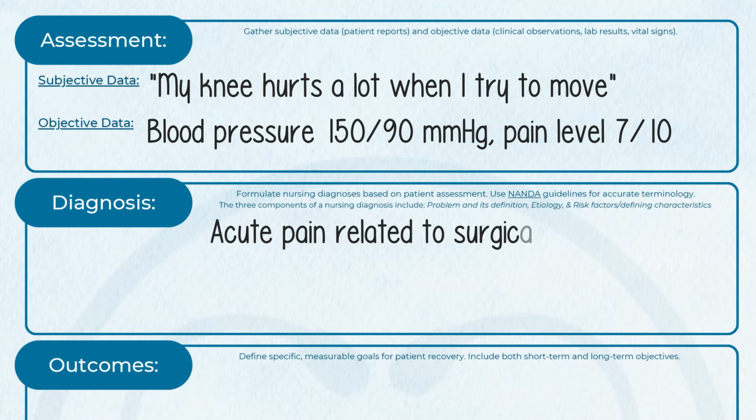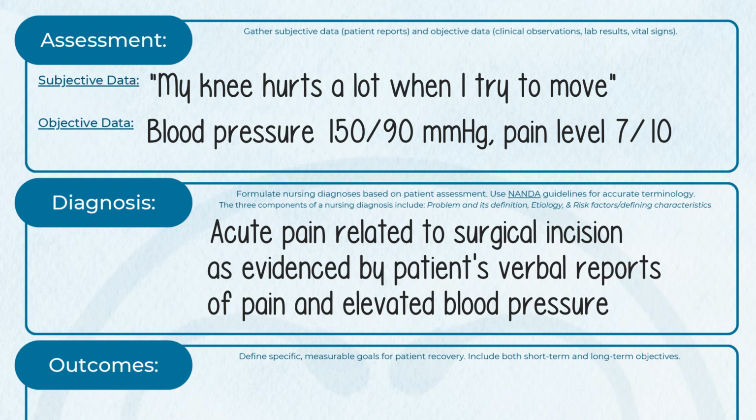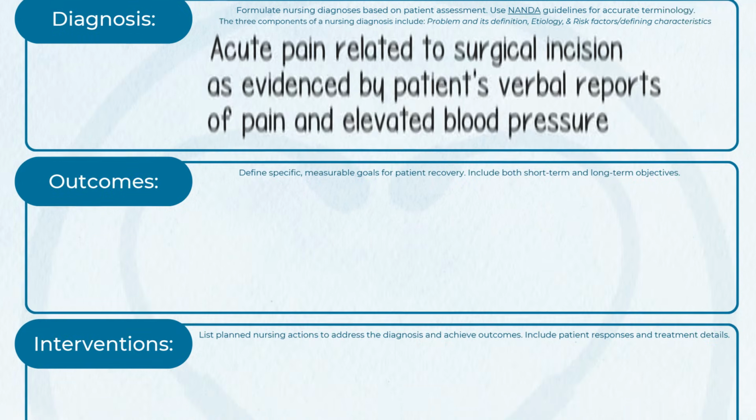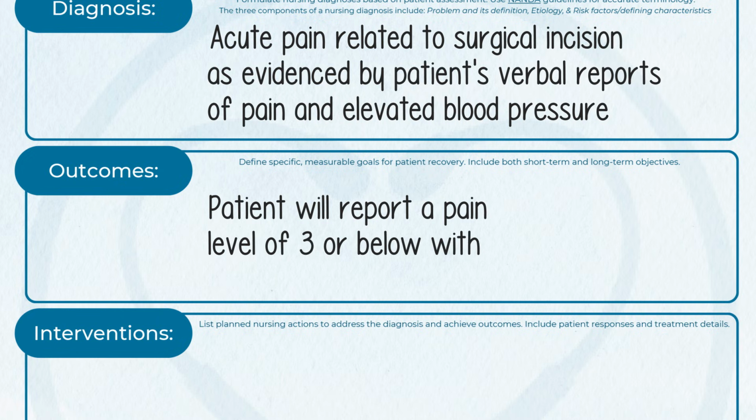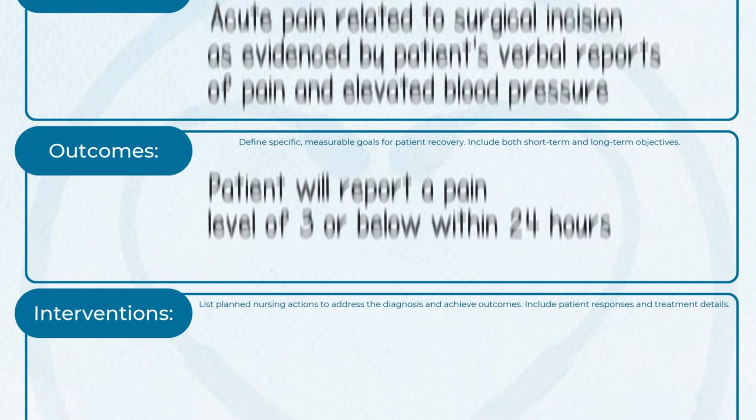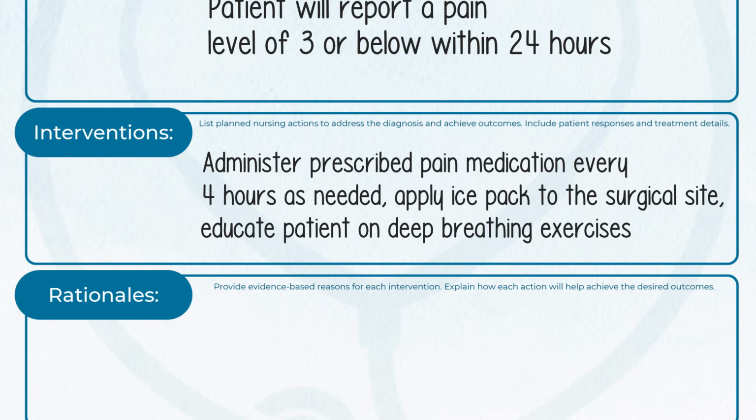Now in terms of nursing diagnosis, it can include acute pain related to surgical incision, as evidenced by the patient's verbal reports of pain and elevated blood pressure. Now moving over to planning. The goal here is that the patient will report a pain level of 3 or below within 24 hours. And for interventions, administer prescribed pain medications every 4 hours as needed. Apply ice pack to the surgical site and educate Mr. Jones on deep breathing exercises.